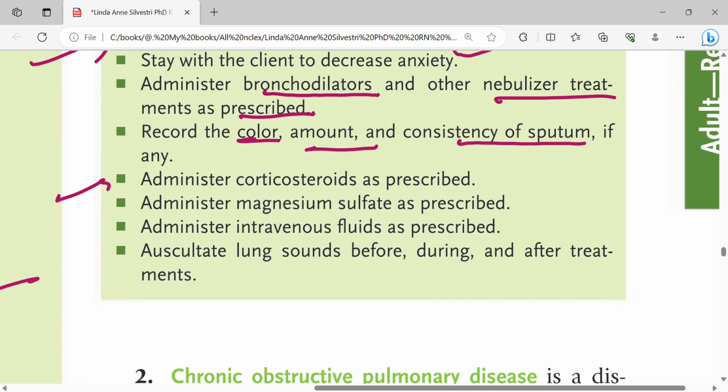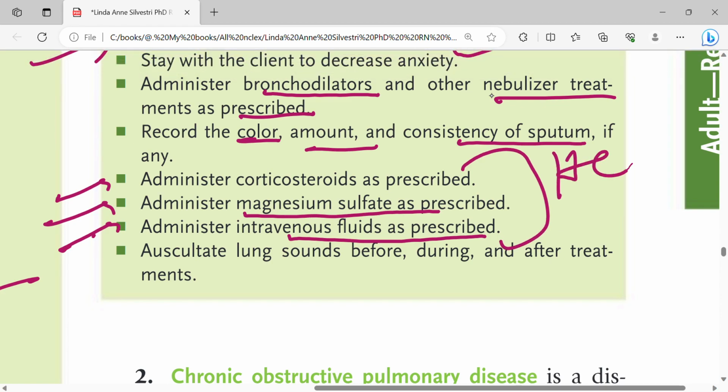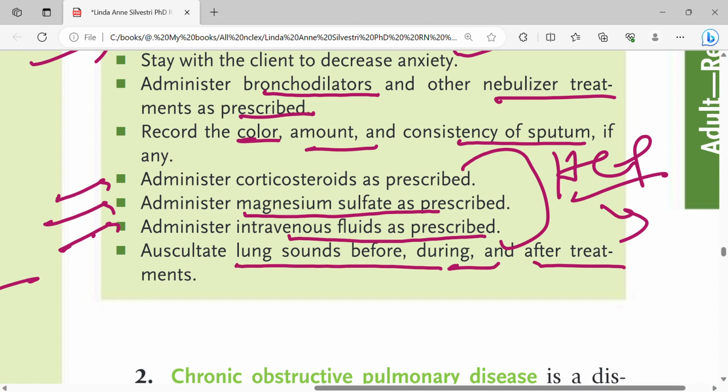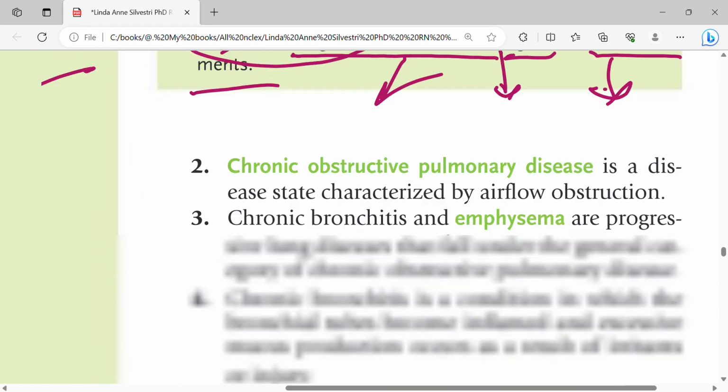Administer corticosteroid as prescribed. Administer magnesium sulfate as prescribed. Administer intravenous fluid as prescribed. Whatever the PCP prescribes, we will administer. Auscultate lung sounds before, during, and after treatment. So before treatment, during treatment, and after treatment, we should auscultate the lung sounds.